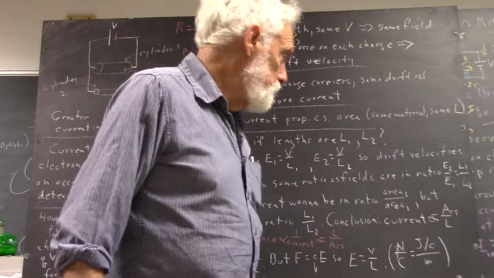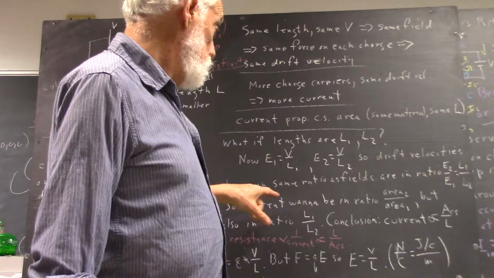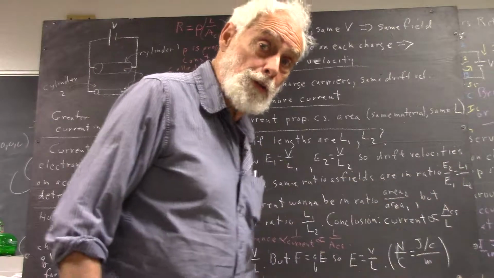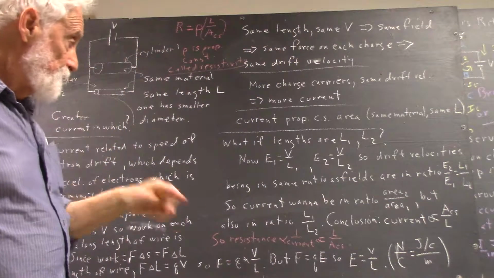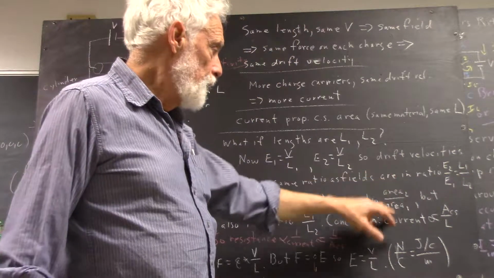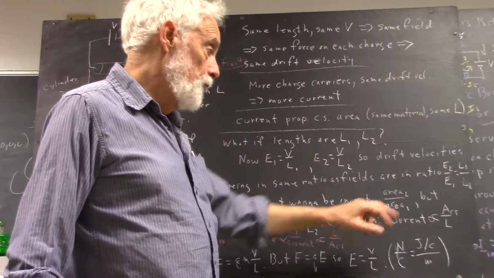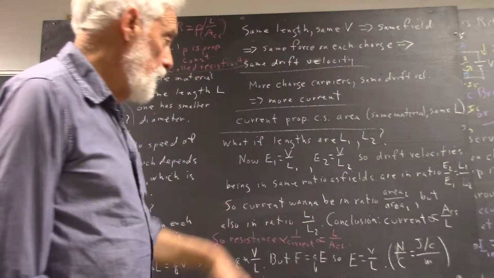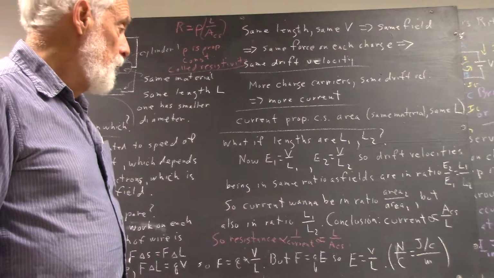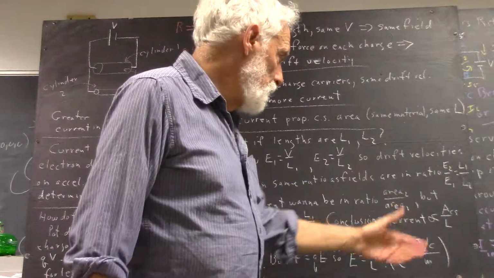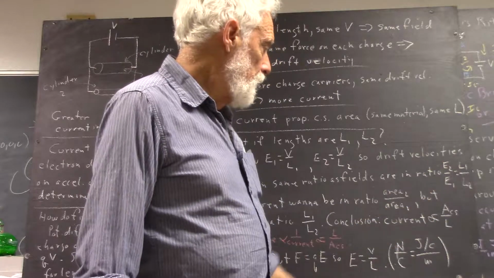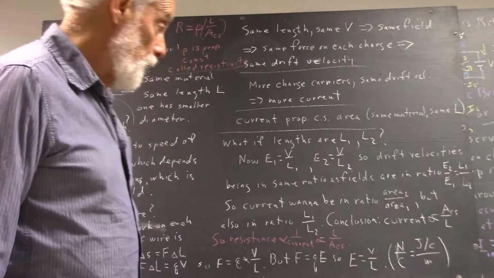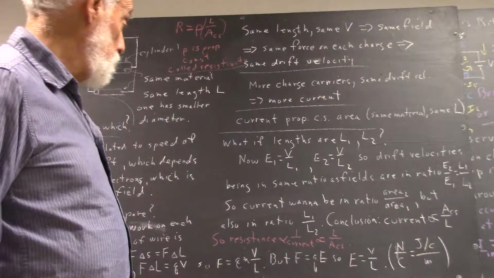From this argument, our drift velocities are in the ratio of L1 over L2, all other things being equal. But of course, if the areas are different, the current wants to be in the ratio area 2 to area 1. It also wants to be in the ratio of L1 to L2. What's our conclusion? Well, this leads us to the conclusion, and you can work out the details, that the current is proportional to the cross-sectional area divided by the length for cylinders of a given material.